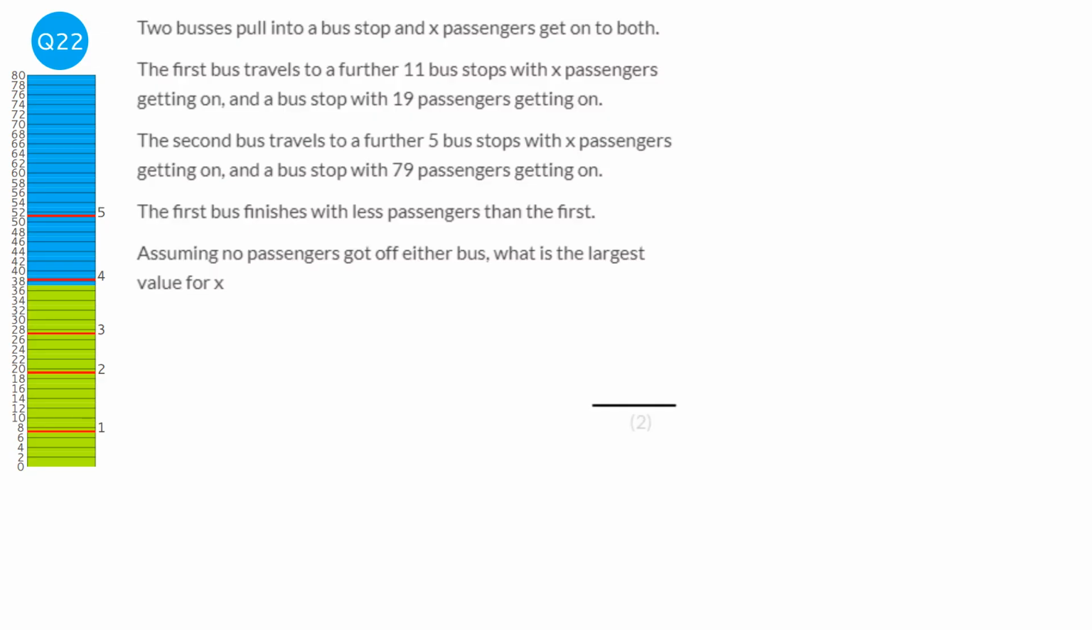So we're going to write an expression for the amount of people on the first bus. So they've started with x passengers and they've gone to 11 bus stops with x passengers. So altogether that is 12x. So we're going to have the first bus. And so we've got 12x. And then on the last bus stop, 19 passengers get on. So plus 19. Now for the second bus, well, we start with x and a further 5x come on, because 5 bus stops with x passengers, so that's 6x altogether. And then 79 get on.